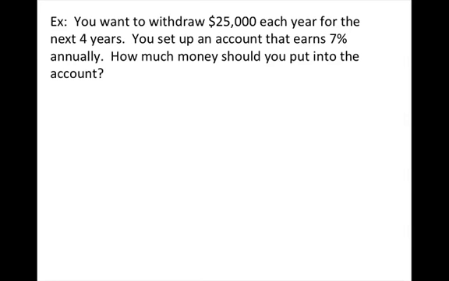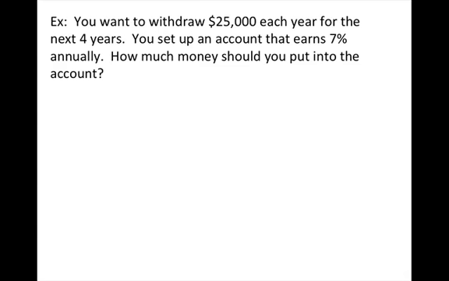And this is the one that we started out with. I just have more details in it now. You want to withdraw $25,000 each year for the next 4 years. You set up an account that earns 7% annually. How much should you put into the account?